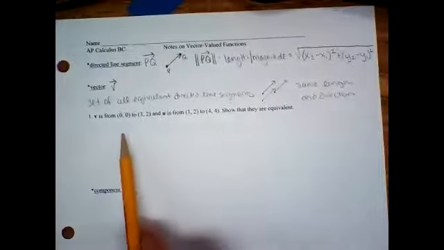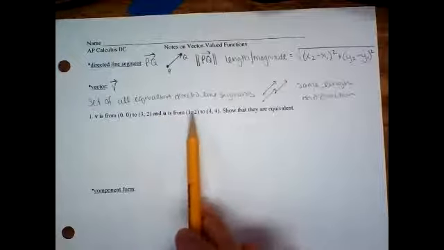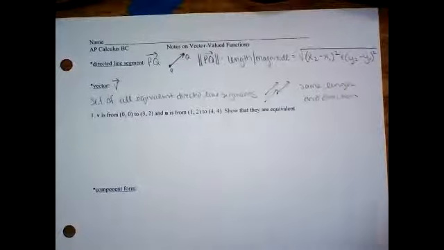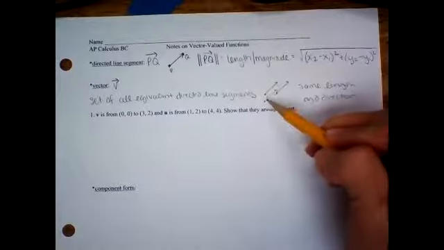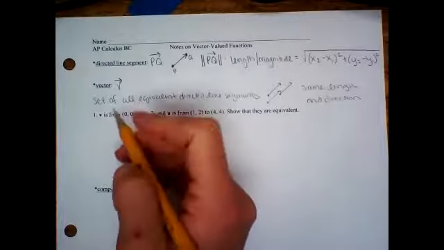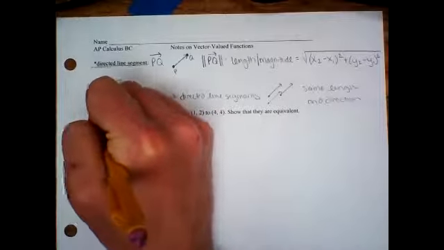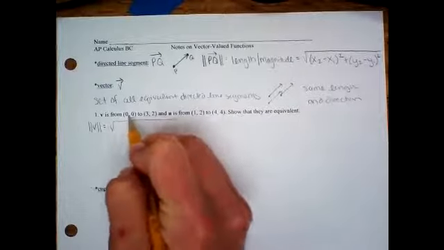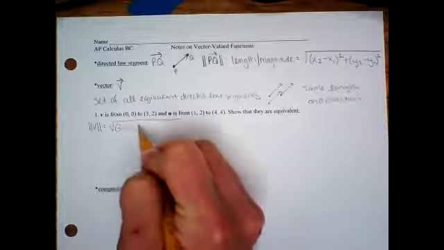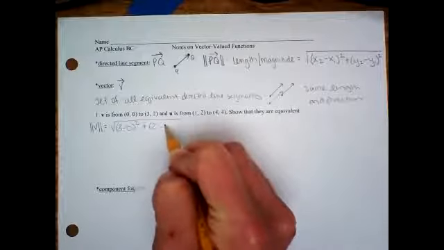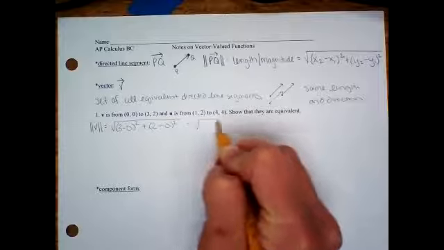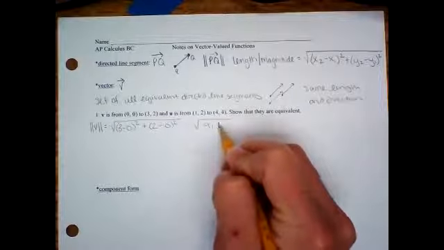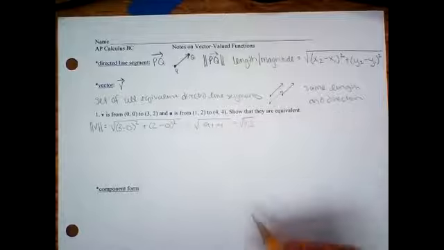So to use this as an example, we have V going from this point to this point and U going from this point to this point. Show that they're equivalent. So we have to show that they have the same length and direction. So the distance is the same and they're headed the same way. First, let's do the magnitude for V. And again, we're just using this formula here. It's a great big square root. We're going to subtract the X values, 3 minus 0, and square it. Subtract the Y values, 2 minus 0, and square it. That's going to be 9 plus 4, so square root of 13.